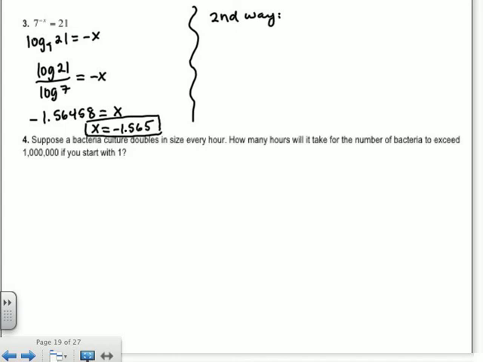Okay, so the other way you can do this is you can start with your 7 to the negative x equals 21. And you could take any logarithm of both sides. So it doesn't matter. It could be natural log, log base 7, whatever you want. So let's say we do log base 7.